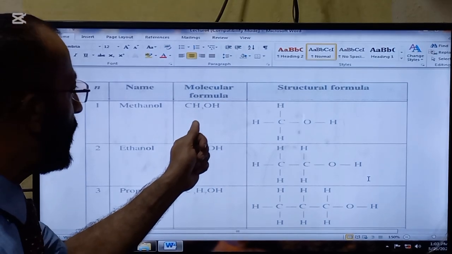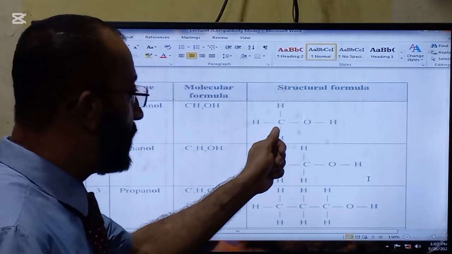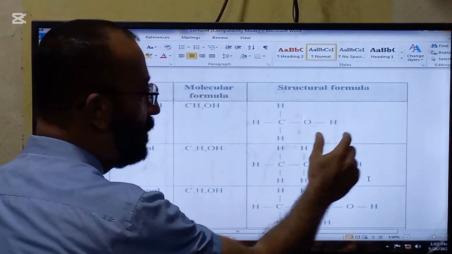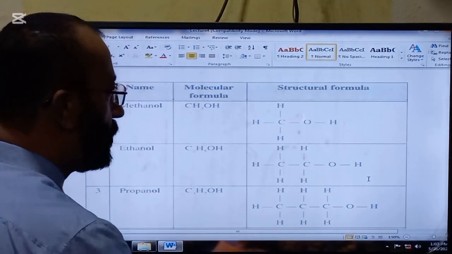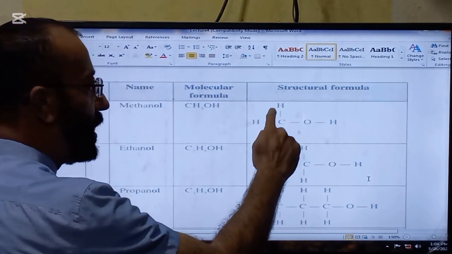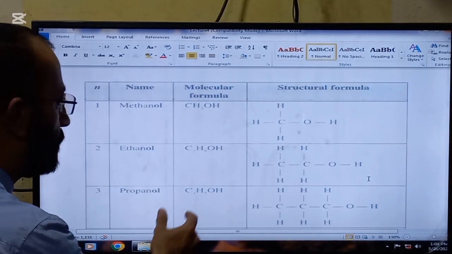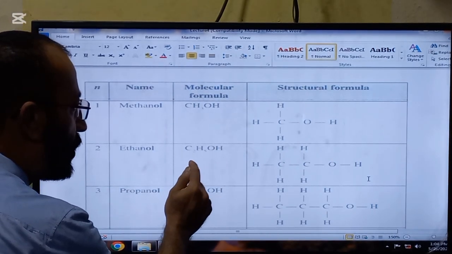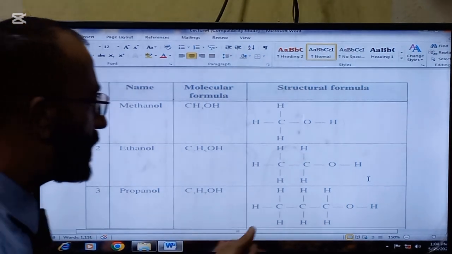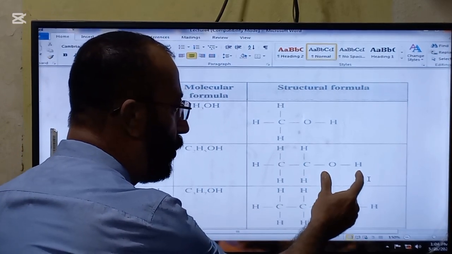The molecular formula is CH3OH. The structural formula is C with single bonds to 3 H and one OH. This is the functional group. So one H is replaced with OH. That's why this is now methanol. Likewise, ethanol. The molecular formula is C2H5OH. Likewise, in ethane, one H is replaced with OH.